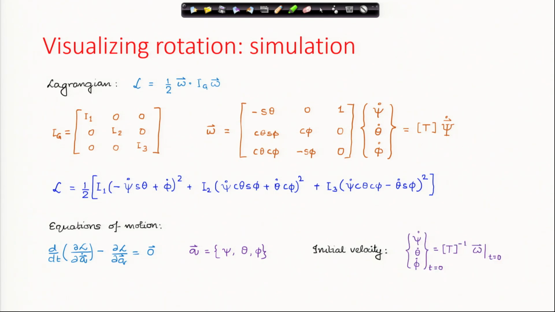For the initial velocity, I am going to solve these equations of motion numerically, because otherwise they are highly nonlinear and coupled, we cannot solve them analytically. To set the initial conditions on the yaw rate, pitch rate and roll rate, I use this transformation, it is the inverse of the transformation really. I give some initial angular velocity to the body at time t equal to 0, and correspondingly I find out psi dot, theta dot and phi dot at t equal to 0, and I start with some value of psi, theta, phi.